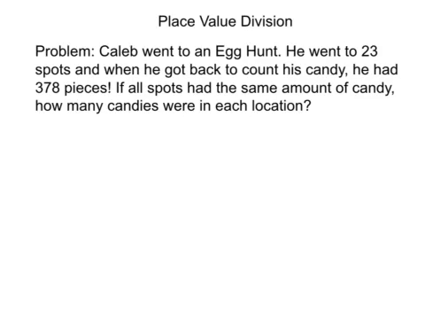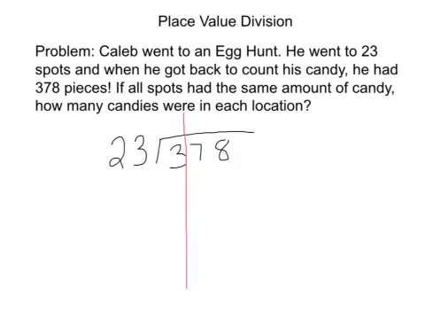So I know that Caleb had 378 candies, and I have to divide those equally, fair sharing, into 23 groups. So the first thing that I want to do is arrange all of my place value positions. I know that this column here would be my hundreds. This column here would be my tens. And the last column would be my ones.